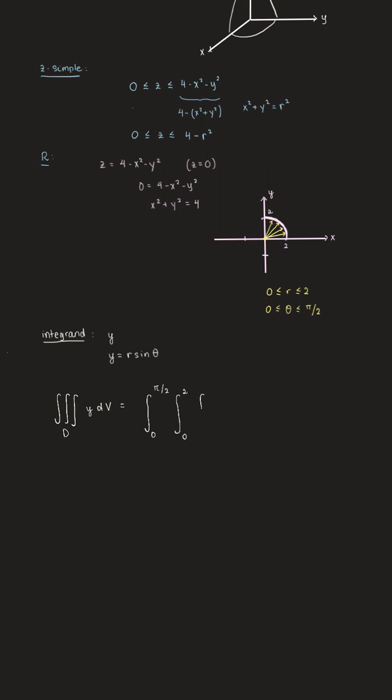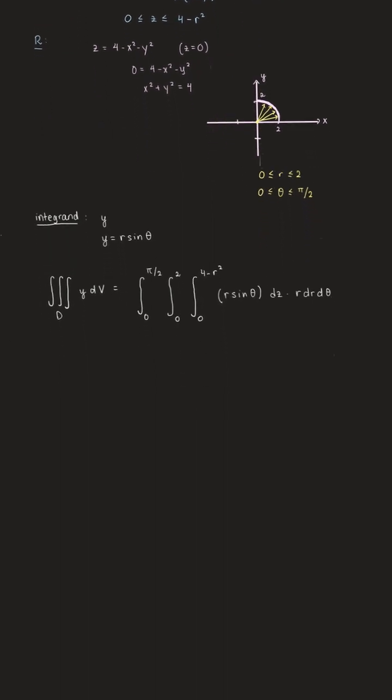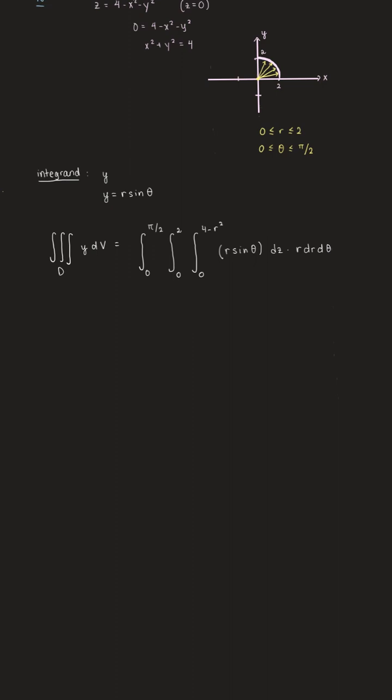And our innermost integral are the bounds of z, which we already converted to polar coordinates. So from 0 to 4 minus r squared. Our integrand is r sine theta. And then we've got our volume differential. So dz times dA, which is r dr d theta, which is our area element in polar coordinates. So there we go. Now we're ready to evaluate this triple integral.